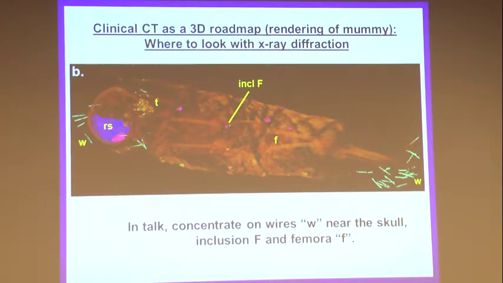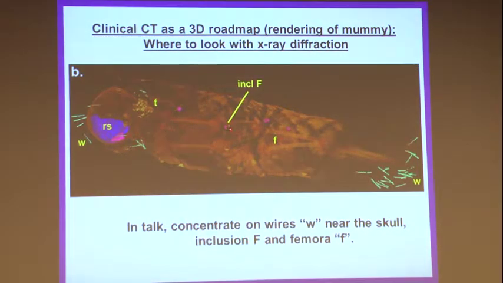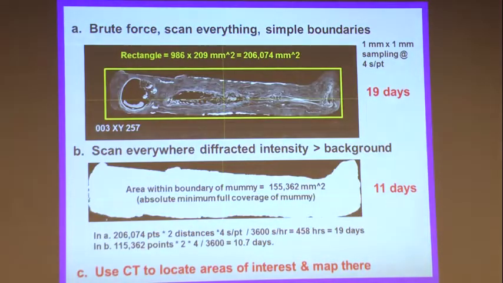The things we're interested in are some wires that we see in CT that were in the linen layers, and an inclusion F, which was quite absorbing on the abdomen, and then learned something about the femora, whether we could see signal from the femurs.